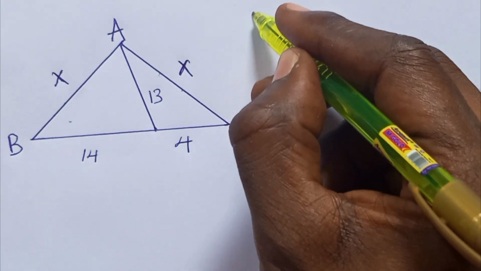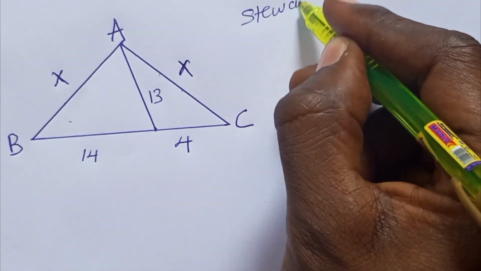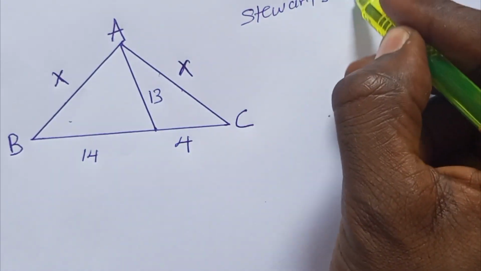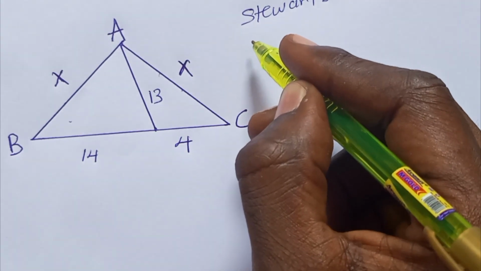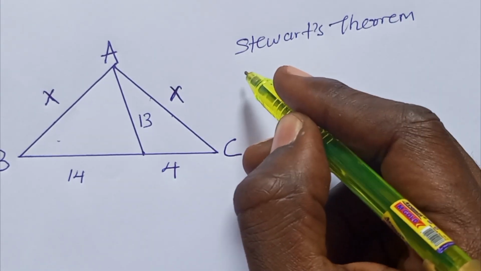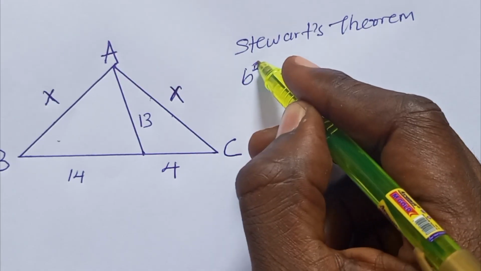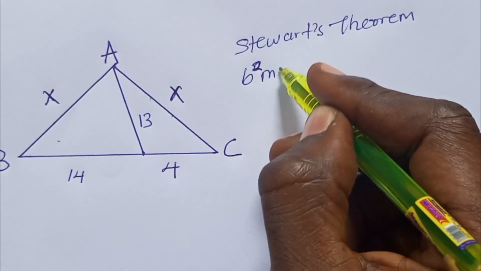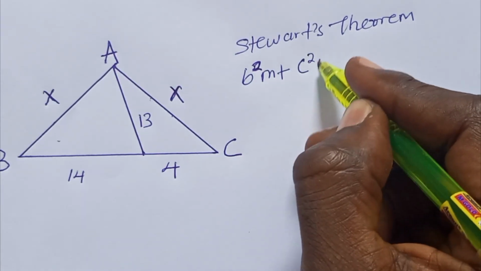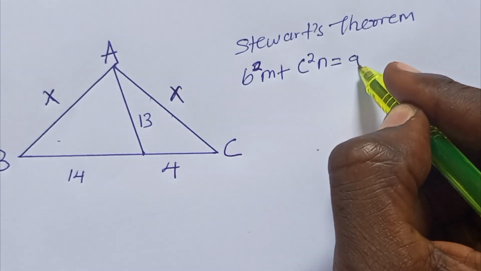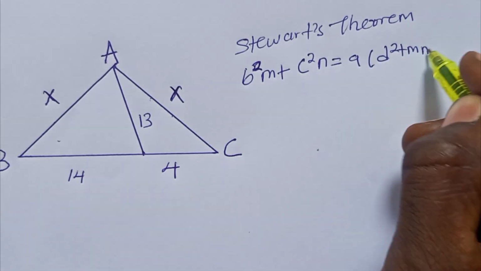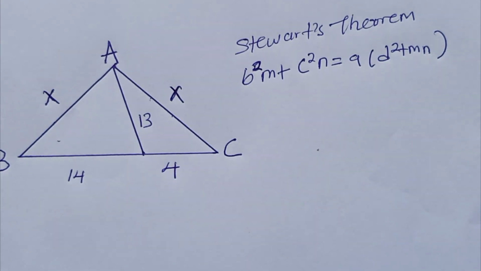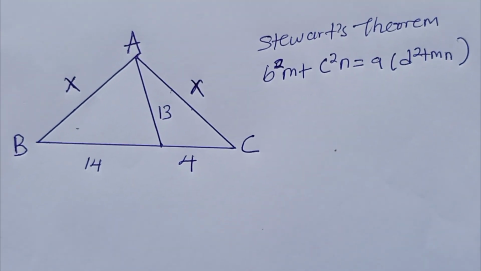So let's write down our Stewart's theorem. It is giving us b squared m plus c squared n equals a into the bracket of d squared plus mn. So from our Stewart's theorem, this is what we'll have.